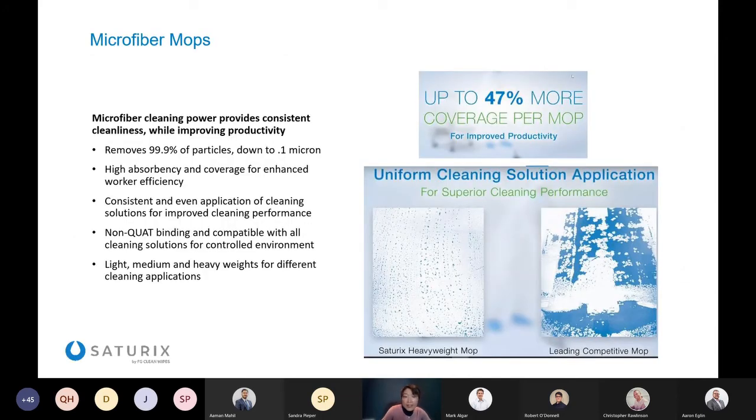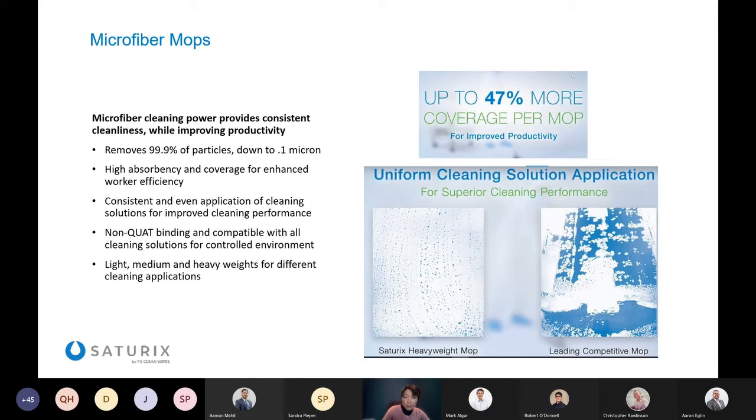A very key aspect of the system is actually the mops. All our mops are made of 100% microfiber. Microfiber, as the name indicates, is made of very fine filament. Our microfiber is proven to remove 99.9% of microbes, down to 0.1 micron in size, and I'm going to expand on that in my next slide. Another beauty of this mop is the coverage.